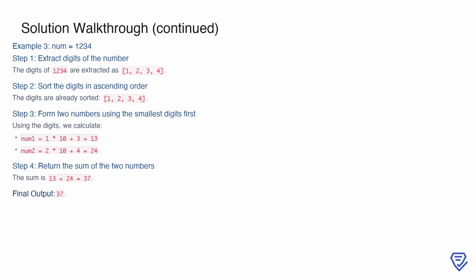Let's now consider the final example, where the number is 1234. The digits of this number are extracted as 1, 2, 3, 4. Since the digits are already in ascending order, there's no need to sort them. Using the same approach as before, we form two numbers by combining the smallest digits first. From the sorted digits, we calculate number 1 as 1 * 10 plus 3, which equals 13, and number 2 as 2 * 10 plus 4, which equals 24. Adding these two numbers gives a sum of 13 plus 24, which equals 37. This is the minimum sum for the number 1234.